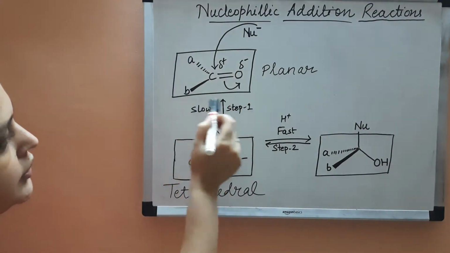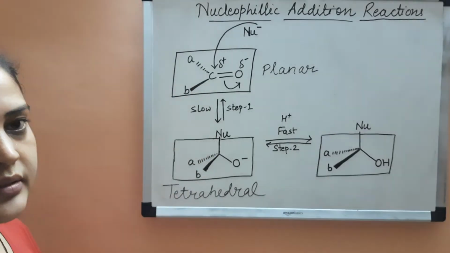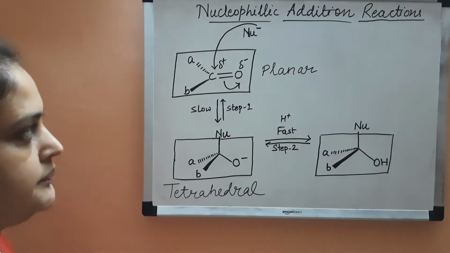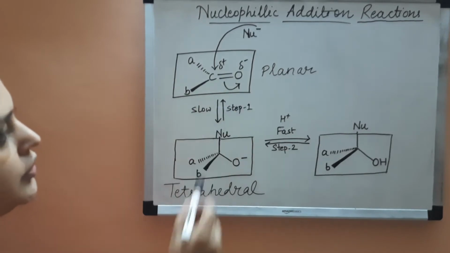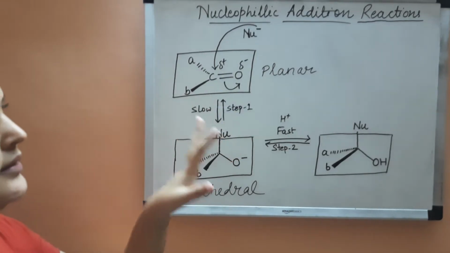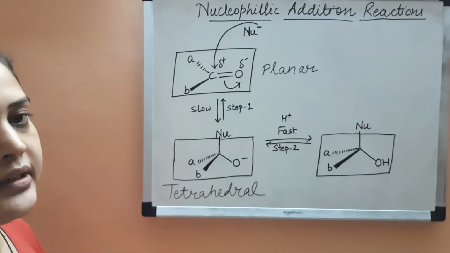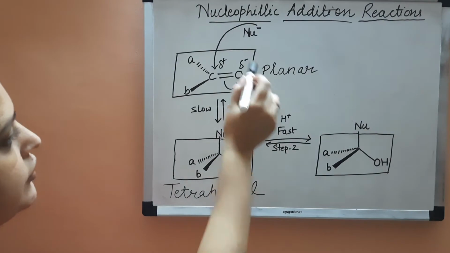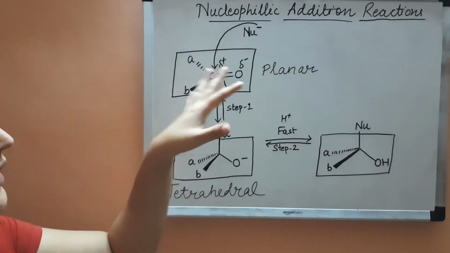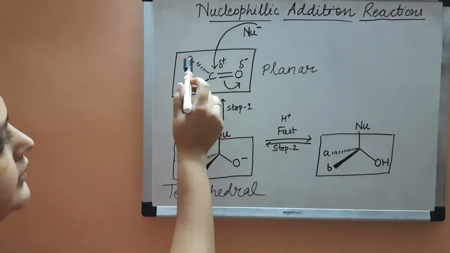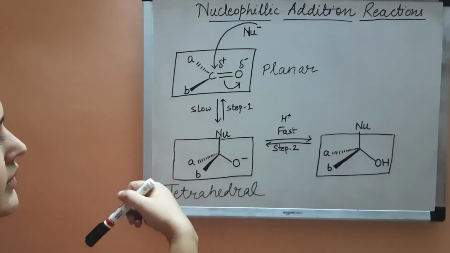So this is a molecule of aldehyde or ketone. A and B are the substituents. It can be alkyl, hydrogen atom, or aryl group. It is a planar molecule because the carbonyl carbon is sp2 hybridized. Therefore, it is planar, or you can say trigonal planar. This rectangular shape indicates that it is in the plane, and this A substituent is away from our side and B is towards our side.